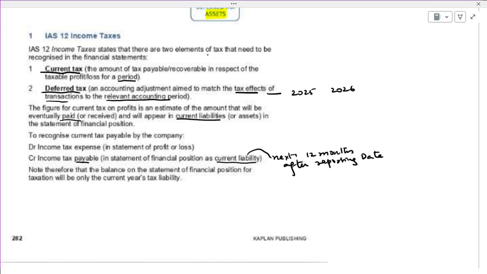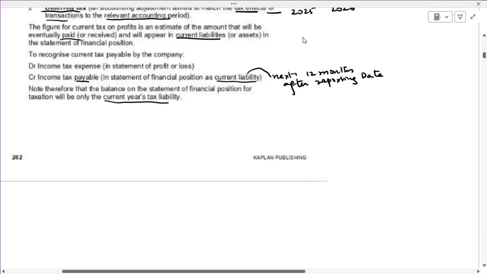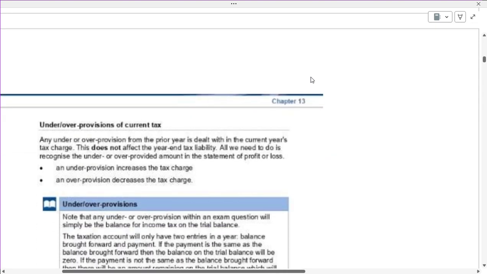What is a current liability? It is due in the next 12 months after the reporting date, 31st December this year, the immediately next 12 months. Therefore, the balance in the financial statements for taxation will only be for the current year. This is what we have done till now throughout all the questions.